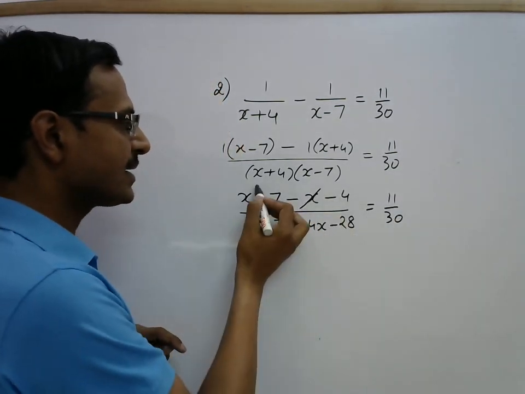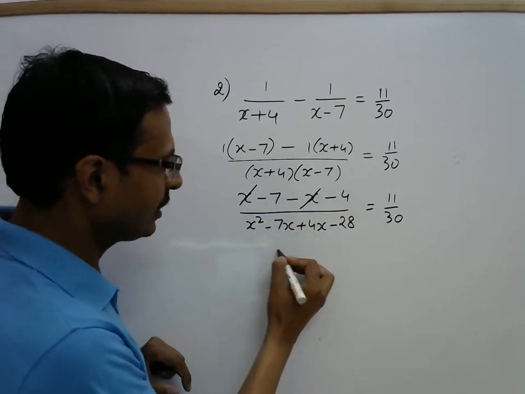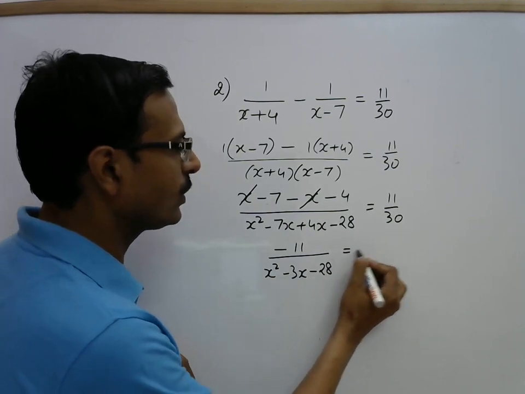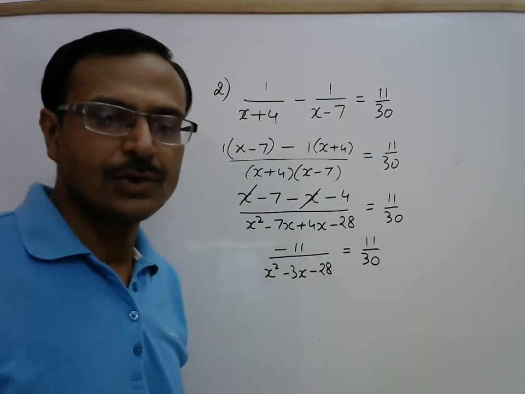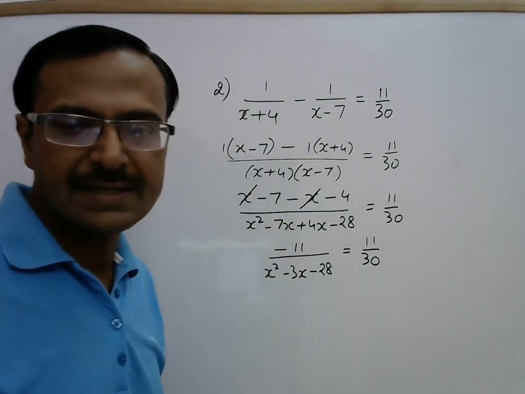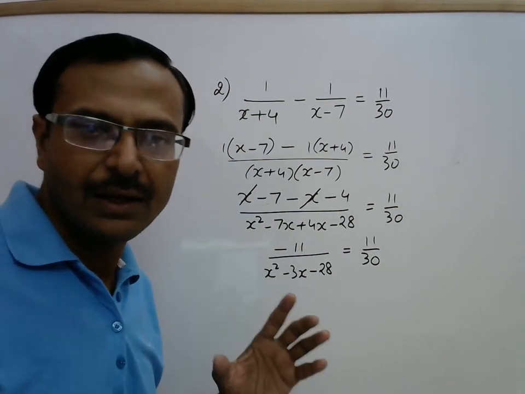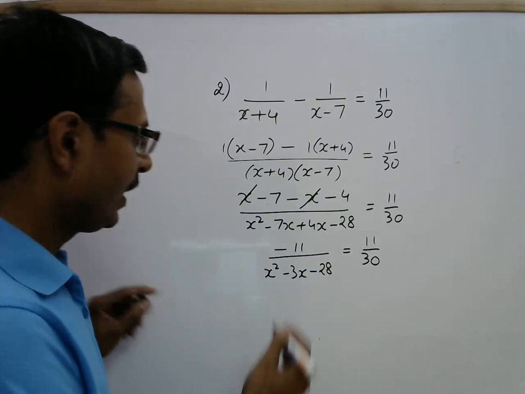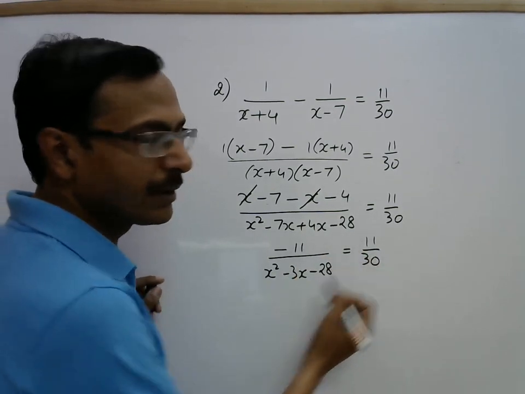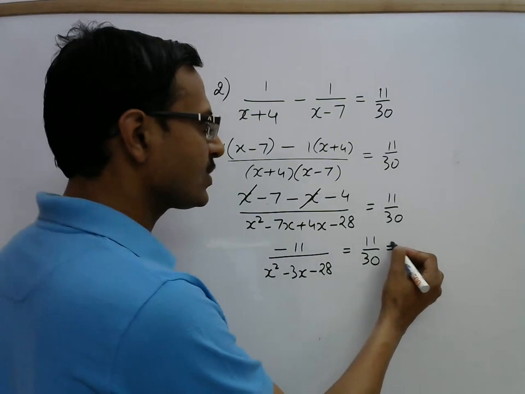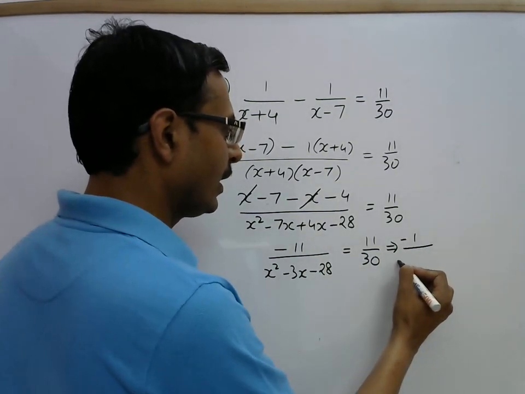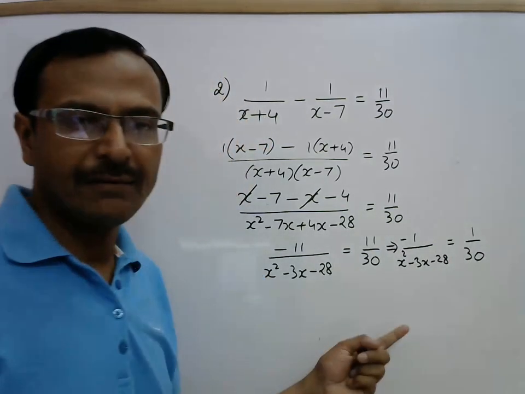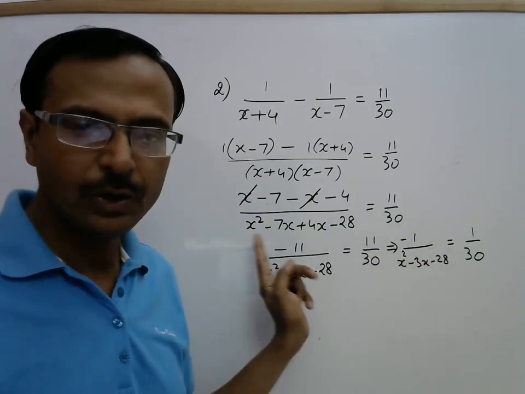Now you see in the numerator x gets cancelled. You have minus 11 upon x square minus 3x minus 28 equal to 11 upon 30. So see, the question which was given is getting simplified now, and after this very easy step, just cancel out this common factor in the numerator, because 11 is the common factor. So this question becomes minus 1 upon x square minus 3x minus 28 equal to 1 upon 30. So I have cancelled out the common factor 11 in the numerators.